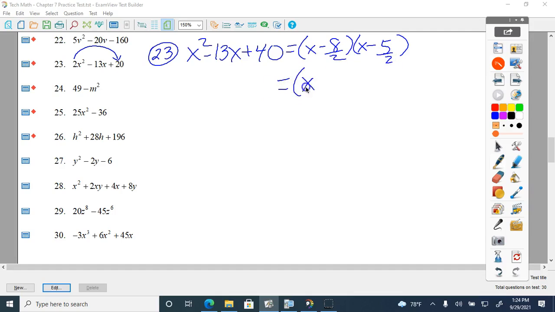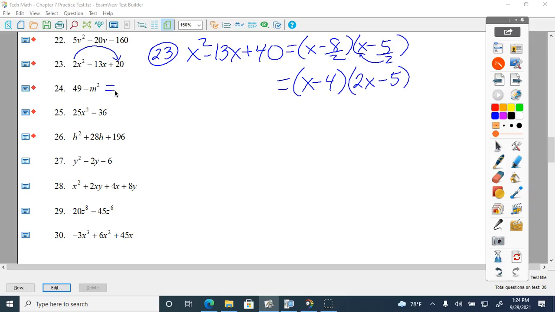This first one reduces to x minus 4. This one is already reduced, so you do bottoms up. You take the denominator and put it in front of the x. x minus 4 times 2x minus 5. All right.